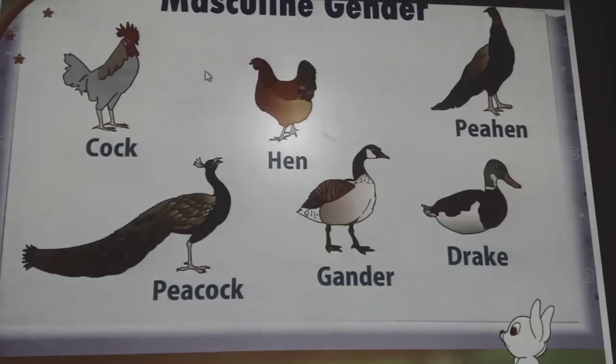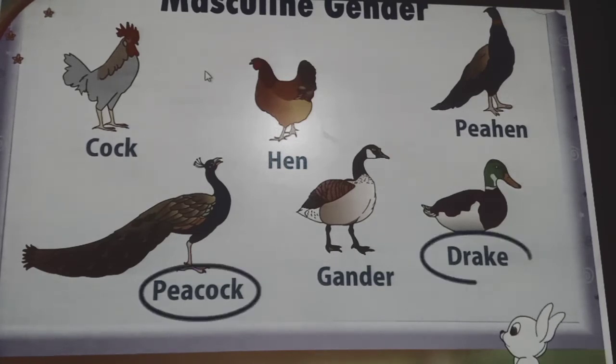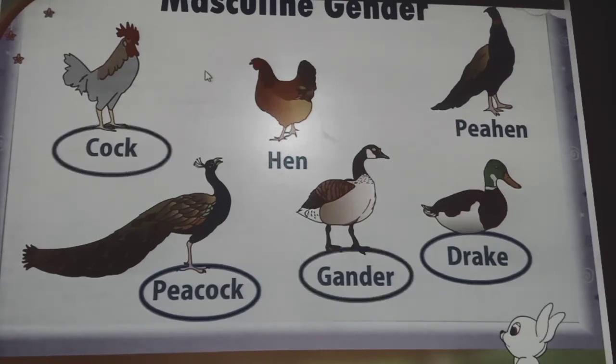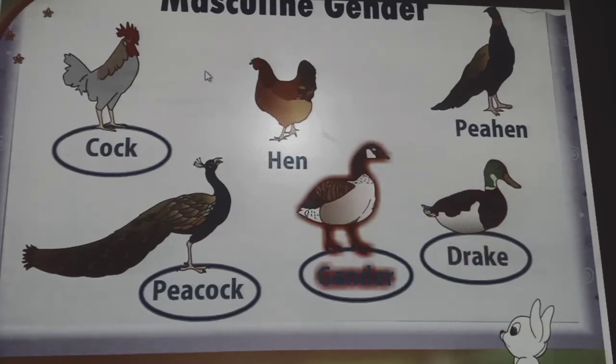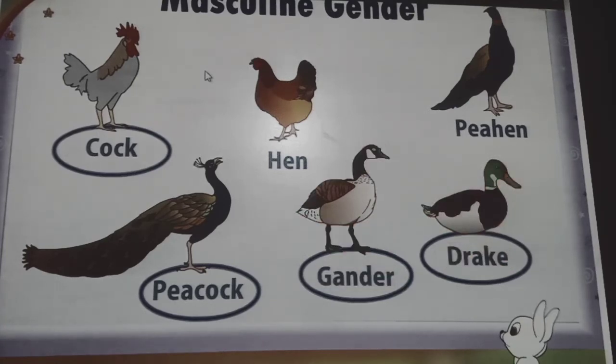Here are many pictures of birds. Let us circle the names of the male birds in blue. Rainbow, why don't you read their names? Excellent! Peacock, our national bird. Drake, a male duck. Gander, a male goose. And, of course, the cock, male of the hen.